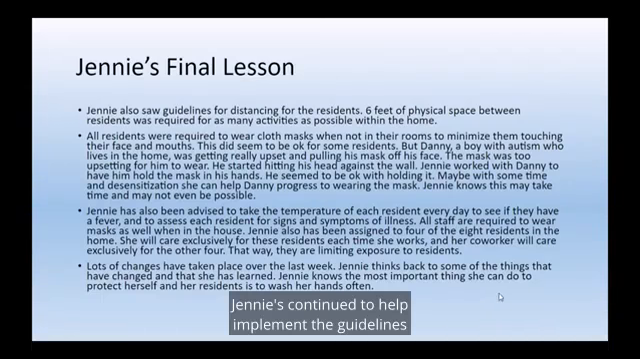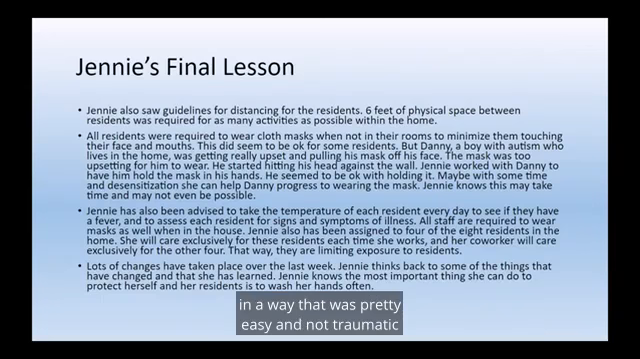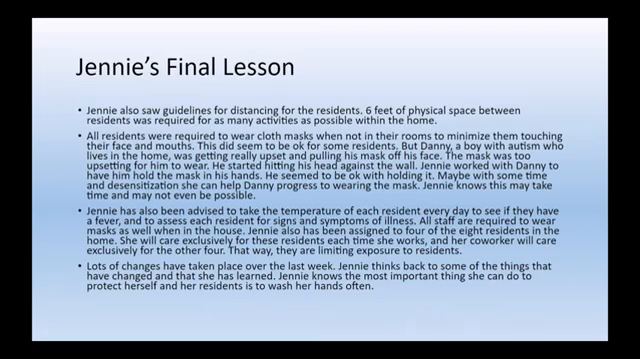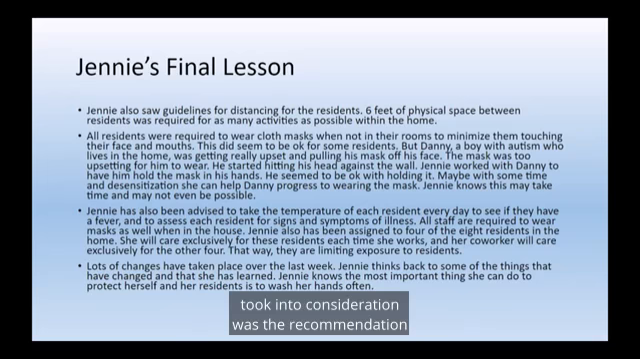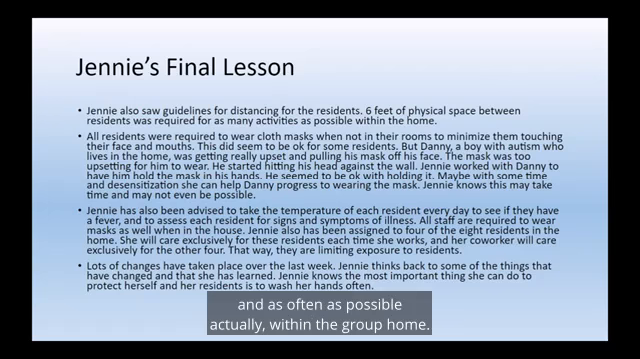Jenny continued to help implement the guidelines that were recommended by the CDC and work with the residents to have these things done in a way that was pretty easy and not traumatic or stressful for them whenever possible. One of the things that Jenny really took into consideration was the recommendation for physical distancing, also called social distancing. 6 feet of physical space between residents is a lot, and it's required for many activities and as often as possible, actually, within the group home.